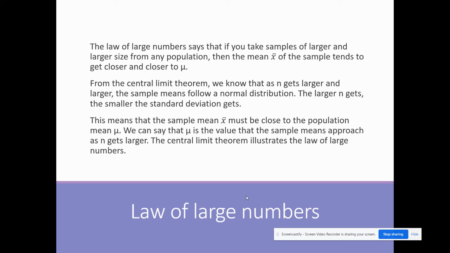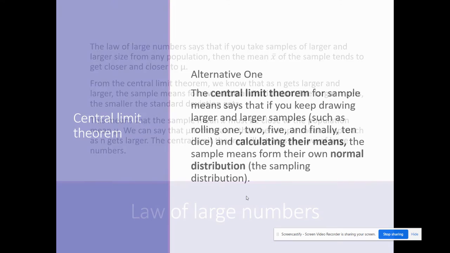So the central limit theorem illustrates the law of large numbers. So those tend to get together and we look at them pretty similarly. So again, if I keep taking more and more samples, those sample means are going to start to get pretty close to that population mean.